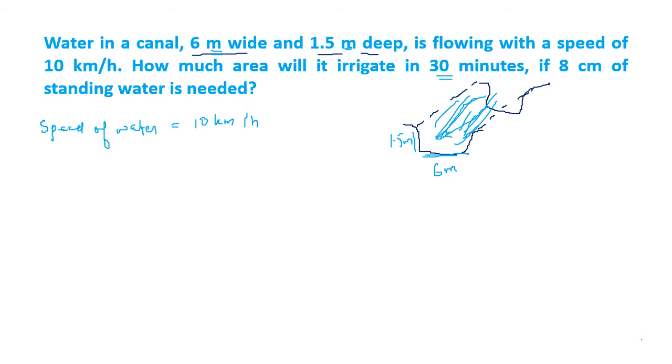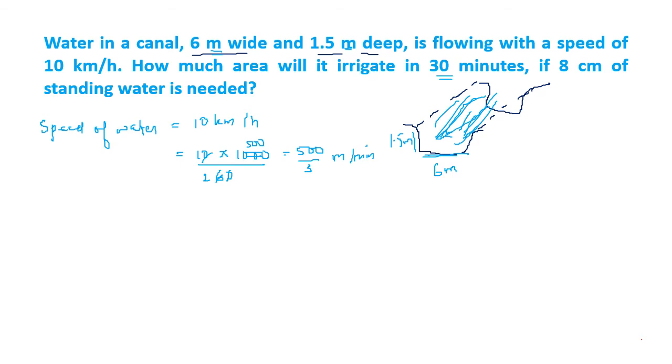So we'll convert it into minutes. 10 km is 10 into 1000 meter, and 1 hour is 60 minutes. So we get 500 upon 3 meter per minute. Okay, this is the rate of the water flowing.